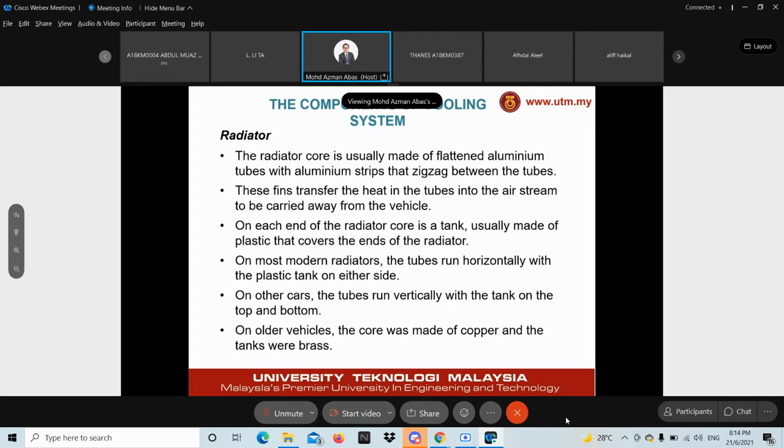On older vehicles, the core was actually made of copper and the tanks were brass. This is the older design, about 10 to 15 years ago. They changed to plastic because of cost reduction, but definitely copper and brass have better efficiency compared to plastics, because they bring down the temperature at a much faster rate compared to plastics.